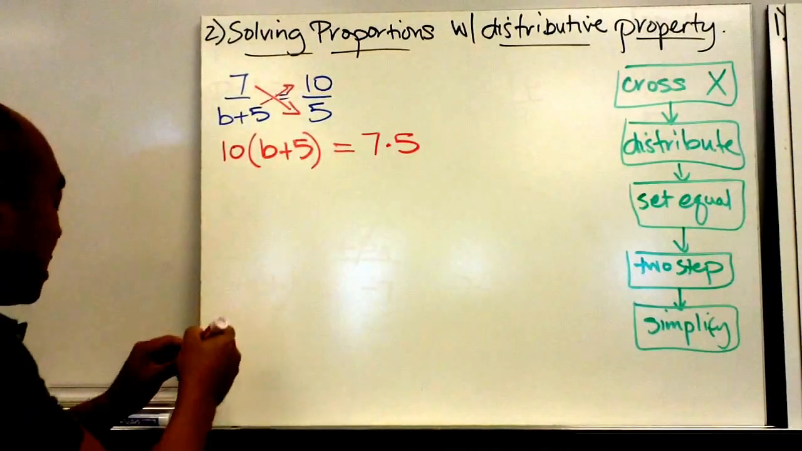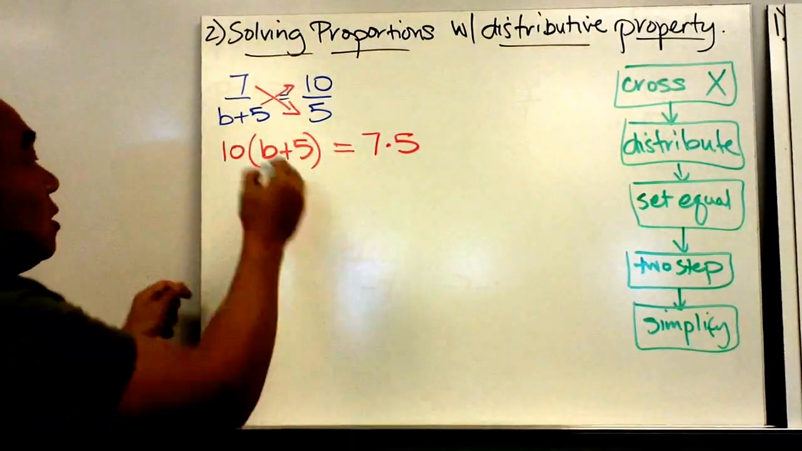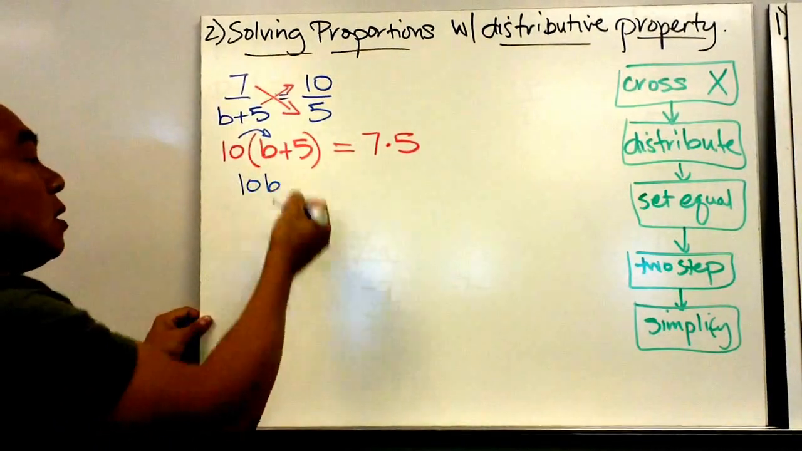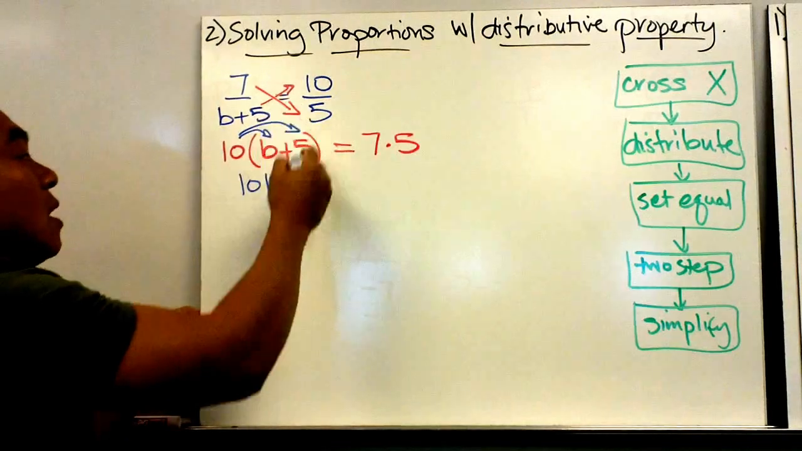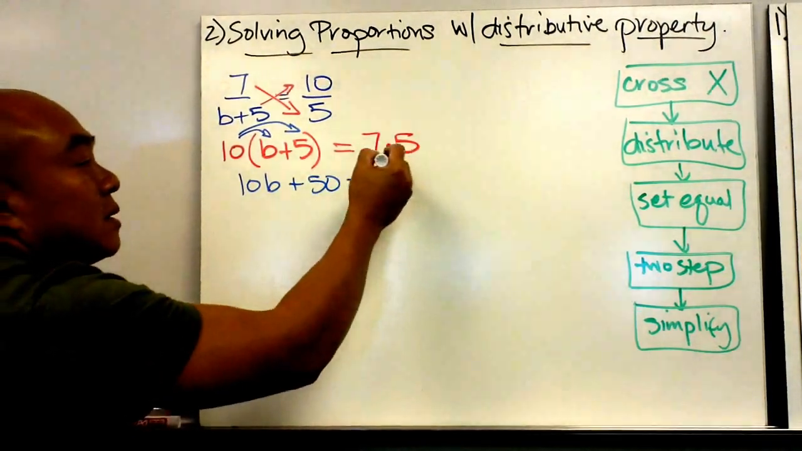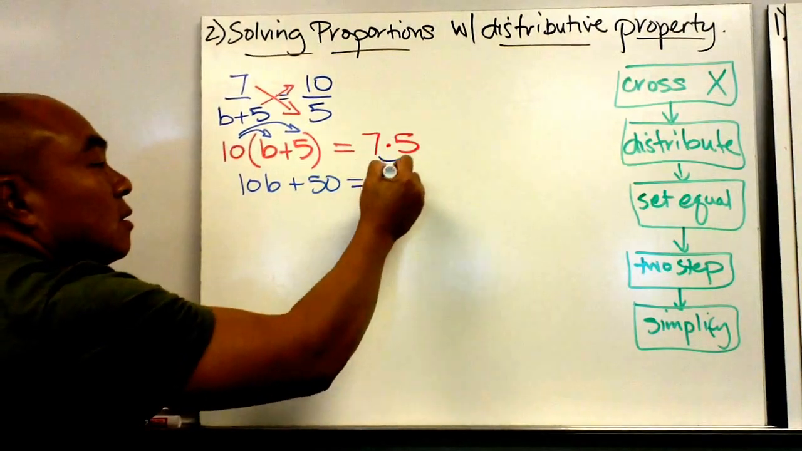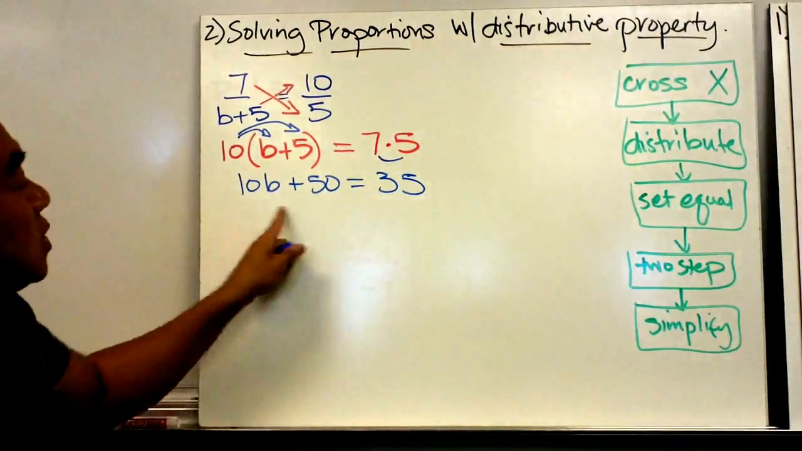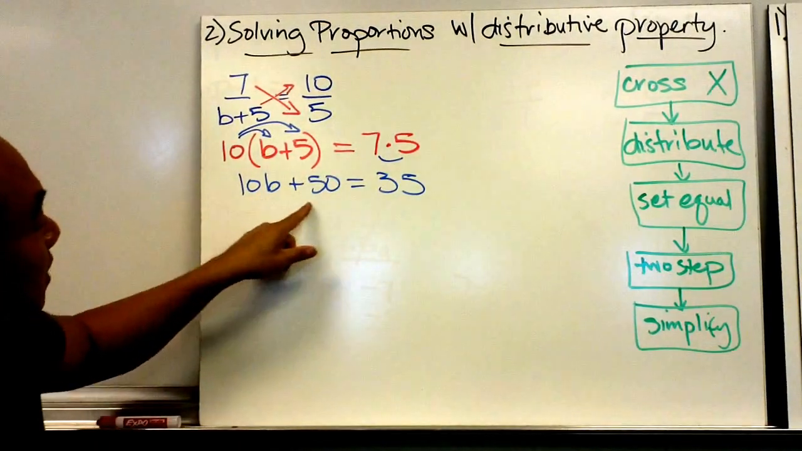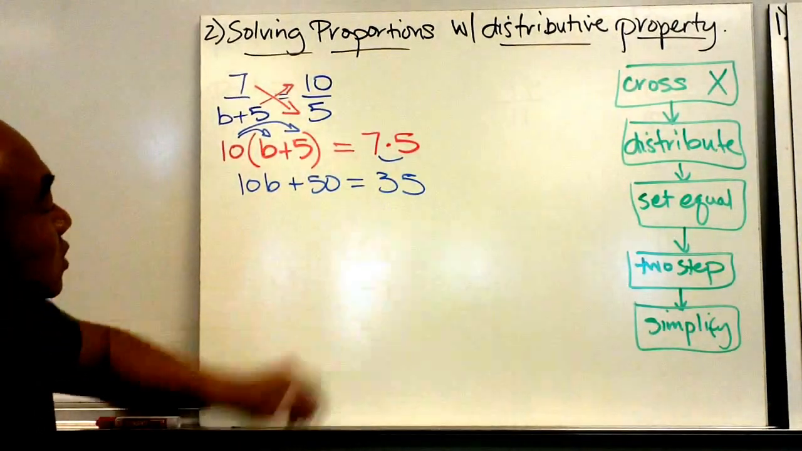Alright, so let's go ahead and distribute. So I'm going to distribute the 10 to the b. That'll give me 10b. Distribute 10 to the 5. That'll be plus 50. Is equal to 7 times 5 is going to give me 35. Now, once you get here, this is a basic two-step operation. You have a multiply and an add right here. We're going to go ahead and undo that.